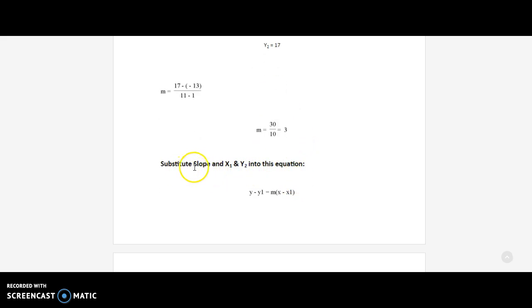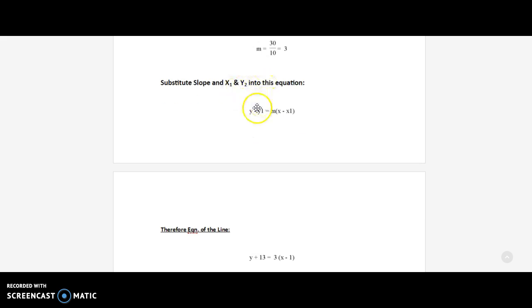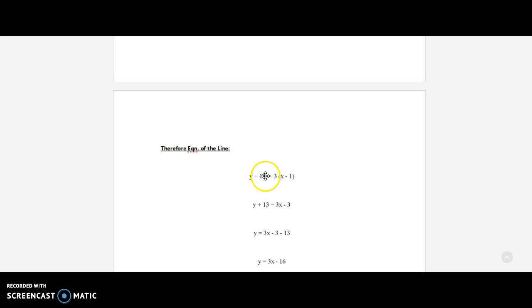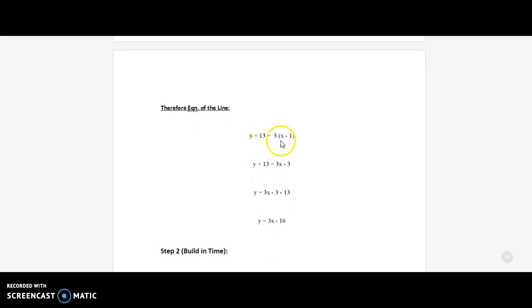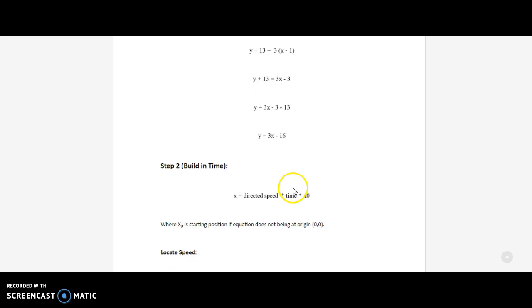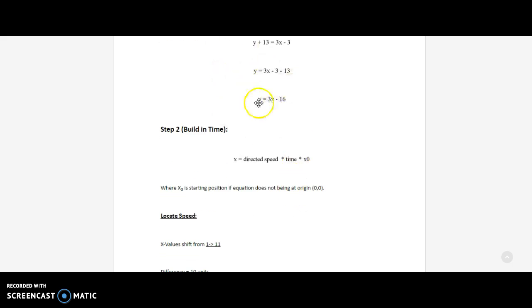Now we substitute the slope and x1 and y2 into the equation. That's actually wrong. We have to substitute y1 and x1. So we have y minus y1 equals m multiplied by open bracket x minus x1 close bracket. Therefore, the equation of the line is y plus 13 equals 3 open bracket x minus 1 close bracket, giving us y equals 3x minus 16. So that's our general formula for this line.